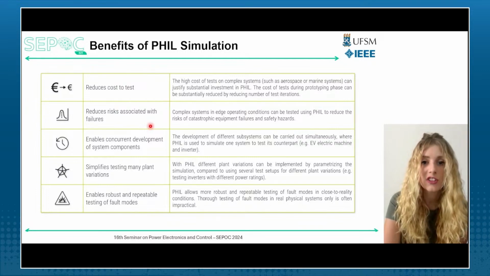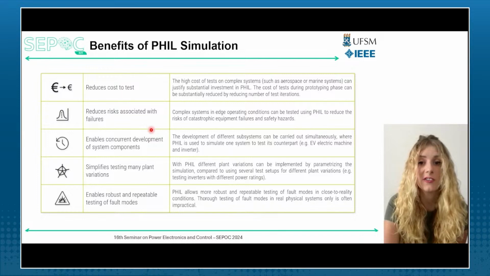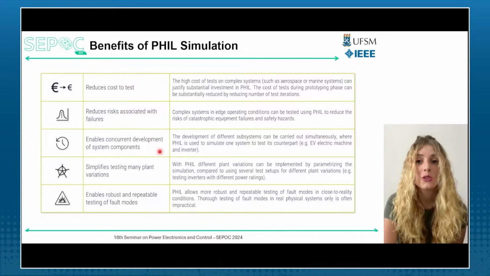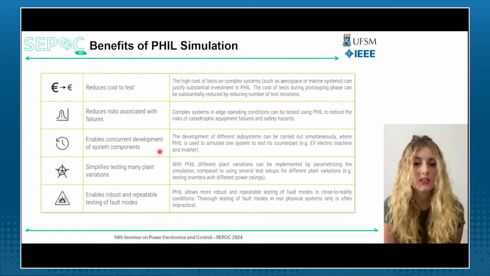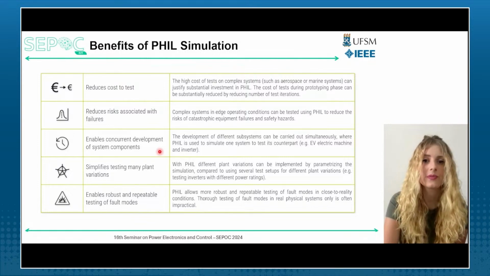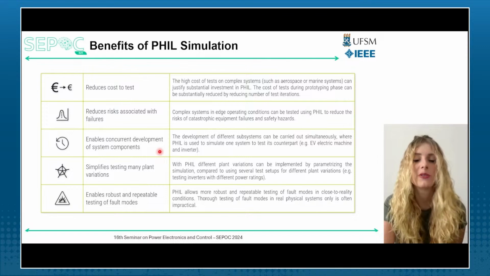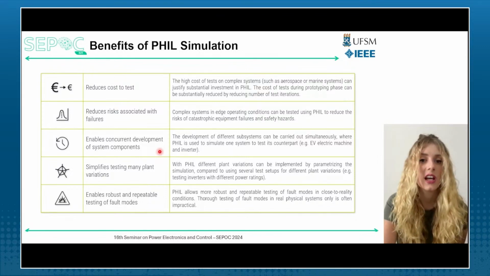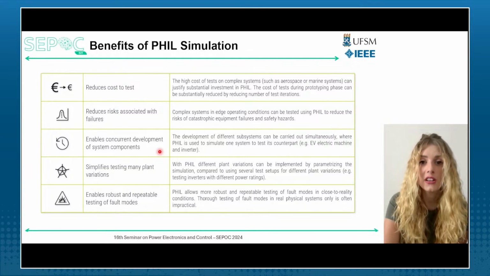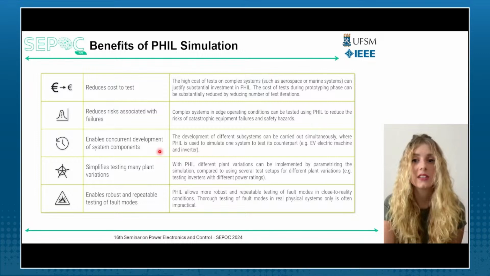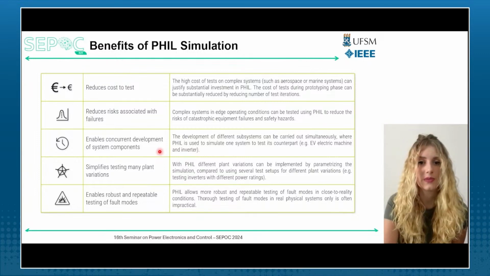What is really helpful in a power hardware in the loop environment is simultaneous development of different components of the system. So for example, you're developing an electric machine for EVs and an electric inverter. You can simulate the inverter with power hardware in the loop and have the physical machine available. Or you can simulate the machine with power hardware in the loop and test the inverter against this simulated machine. Besides that, you can as well test different inverters at different power levels.